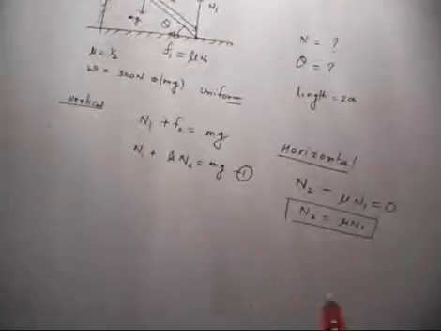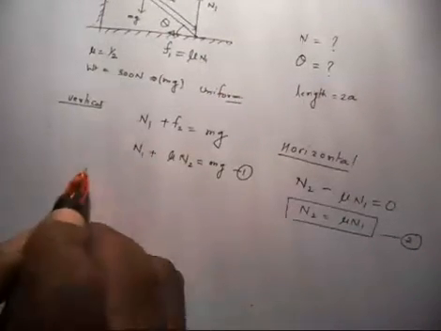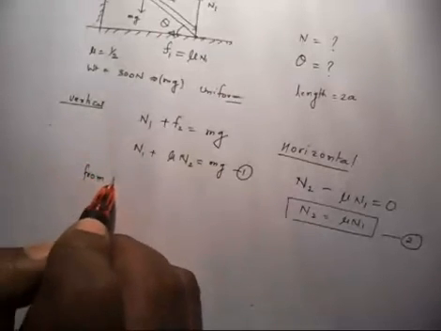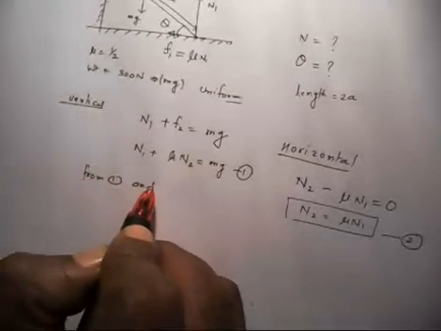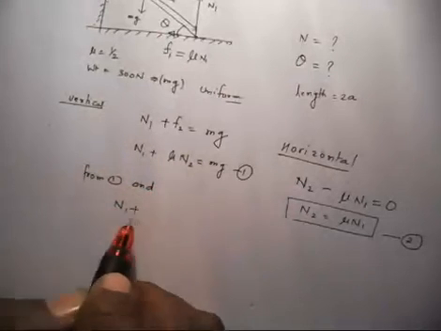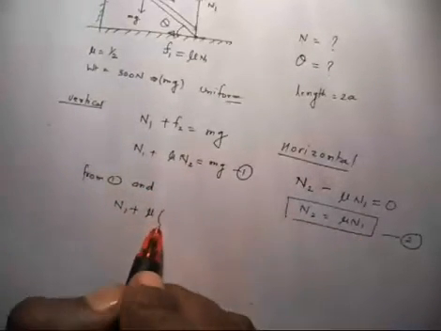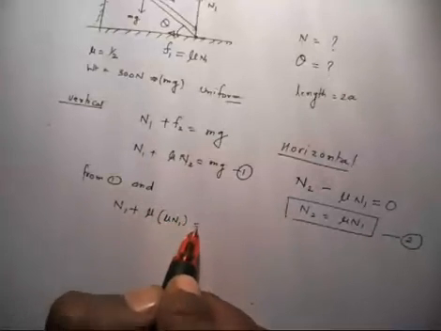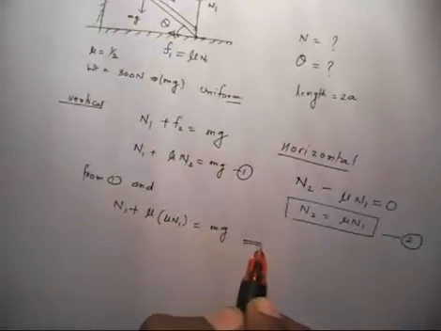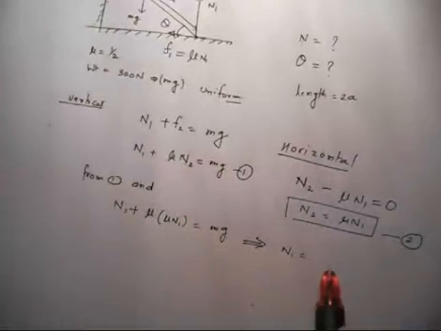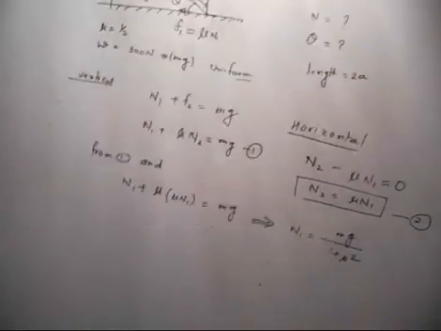So if I plug this value, equation 2 in 1, from 1 and 2, let us find N1. N1 plus mu N2 is nothing but mu times N1, so this is mu times N1, this is equal to mg. So from here I can write N1 is nothing but mg divided by 1 plus mu square.